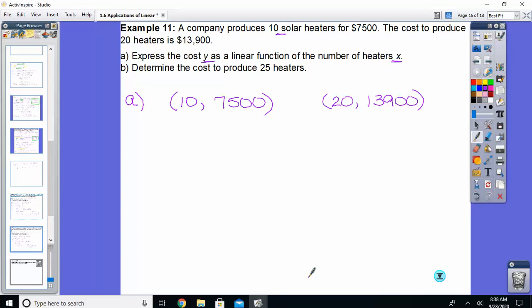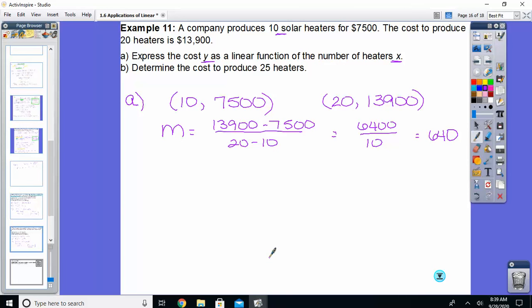Now I'm asking you to write the equation of the line. We know how to do that. We were doing that earlier in the week. So find slope: y sub 2 minus y sub 1 over x sub 2 minus x sub 1. So we get a slope of 640.